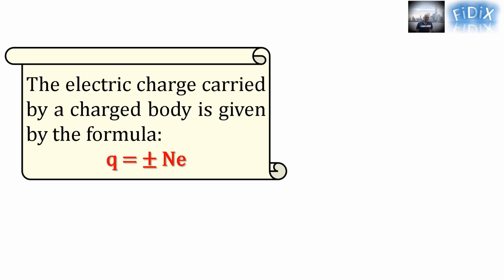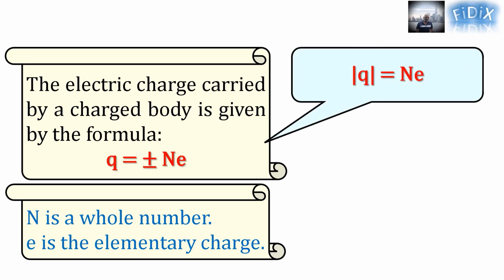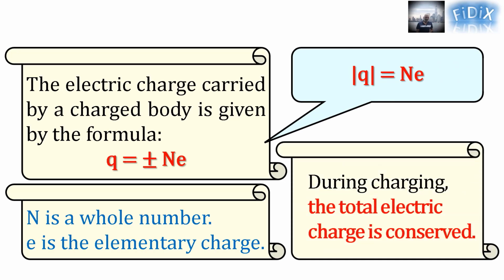Note that the electric charge carried by a charged body is given by the formula Q equals plus or minus NE, where N is a whole number and E is the elementary charge. Thus, the absolute value of Q equals NE. Also note that during charging, the total electric charge is conserved.